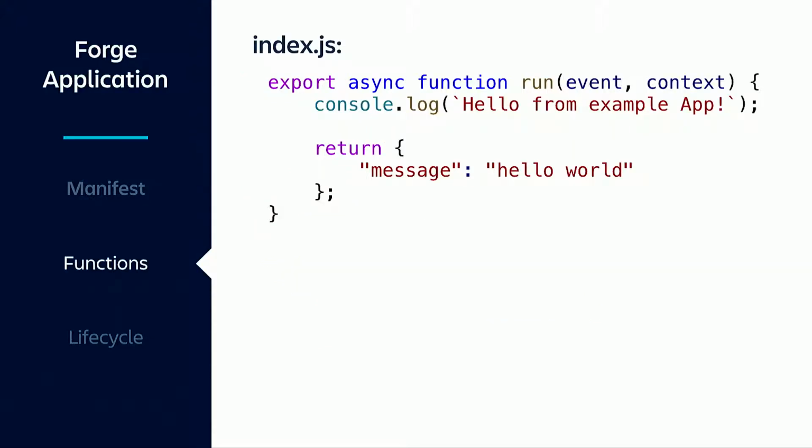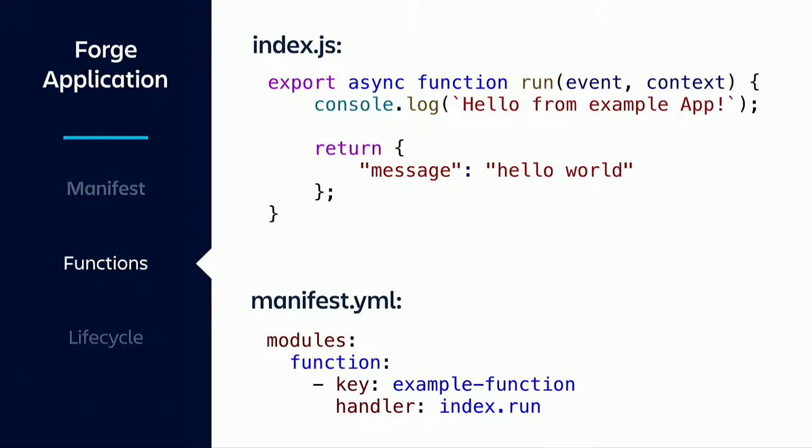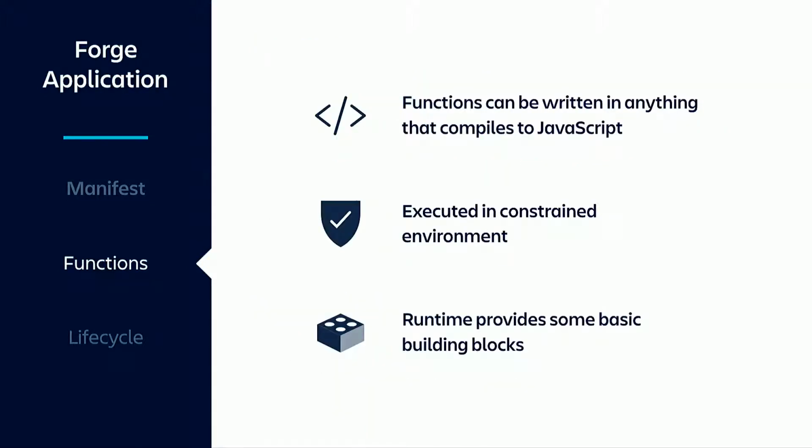So here is an example hello world function. It doesn't do much. If your function is to be invoked by Forge, you need to export it and also declare it in the manifest. Forge requires functions to be written in JavaScript. But since there are many languages that compile to it, you don't have to use it if you don't want to. Still, JavaScript or TypeScript are the most supported use cases, so we recommend using those.